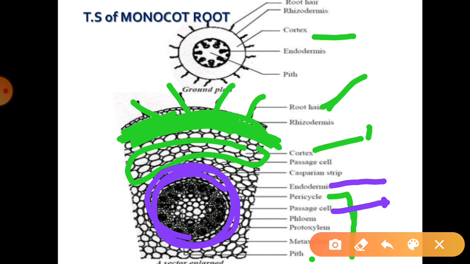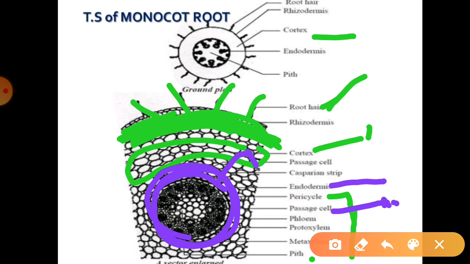This passage cell is always helpful for supplying the minerals and water from the cortex region. Generally this is the cortex region, and from here it helps to pass them from the cortex into the xylem structures.